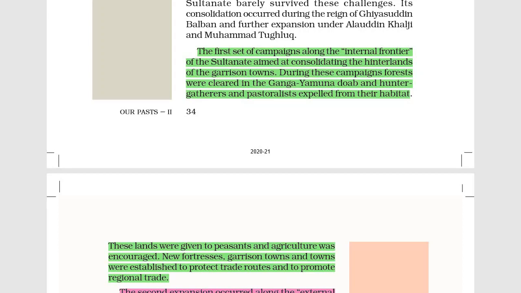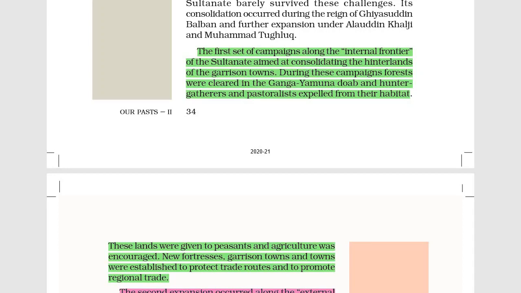Clear? Now the next expansion or the next campaign is external. The second campaign is to the external frontier or external attack. Now the Delhi Sultanate was trying to expand externally also. The rulers were conquering or invading the southern part of India. They made a lot of invasions in South India. This external campaign was done primarily by two rulers, Alauddin Khilji and Muhammad bin Tughlaq.